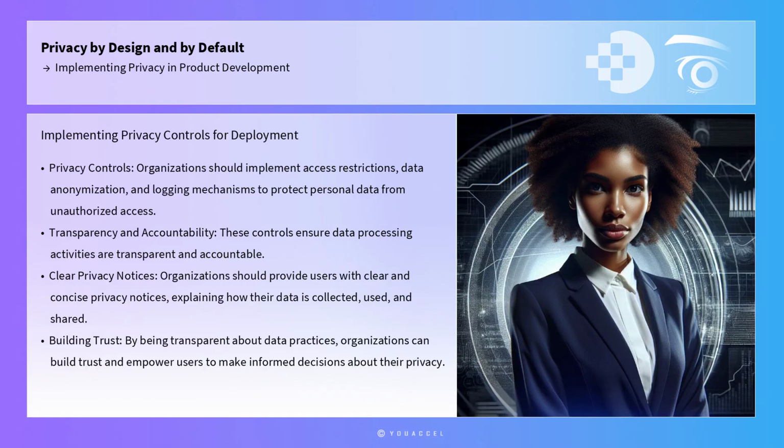Once the product is ready for deployment, organizations should implement privacy controls, such as access restrictions, data anonymization, and logging mechanisms. These controls help protect personal data from unauthorized access and ensure that data processing activities are transparent and accountable. Additionally, organizations should provide users with clear and concise privacy notices, explaining how their data is collected, used, and shared. By being transparent about data practices, organizations can build trust and empower users to make informed decisions about their privacy.